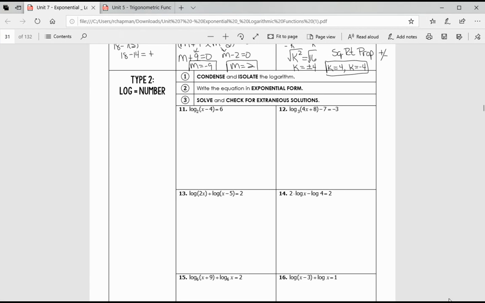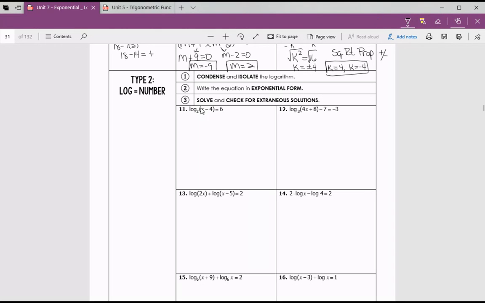So in this video, we are going to solve logarithmic equations in form of type 2. So the 3 steps would be to condense and isolate the logarithm first, write the equation in exponential form, and then solve and check for extraneous solutions. Remember, this value x minus 4, this value 4x plus 8 can never be a negative number. So you have to make sure that you do check your answers.